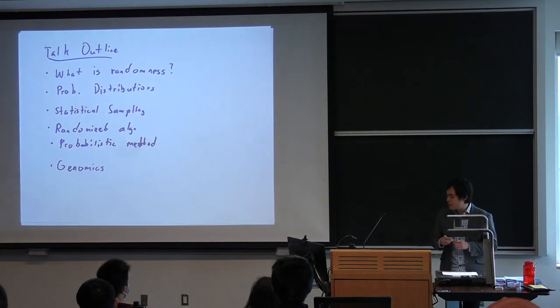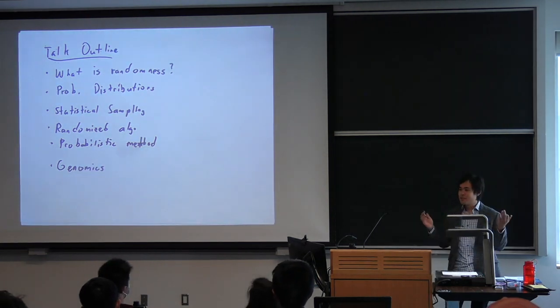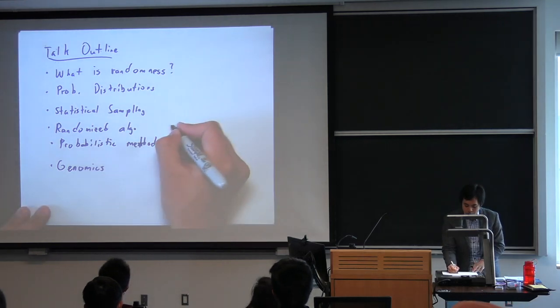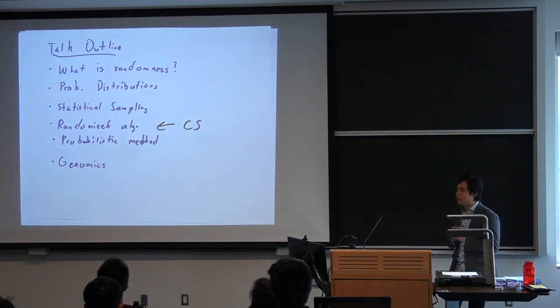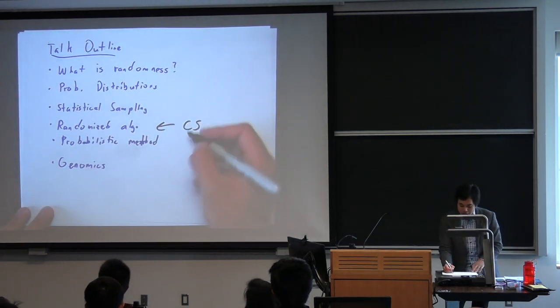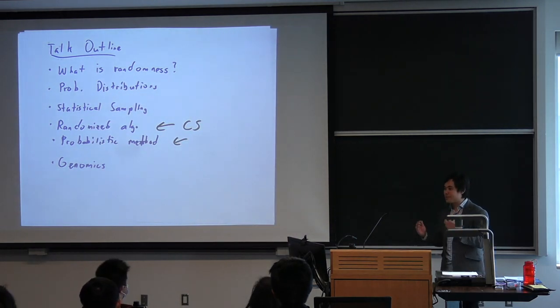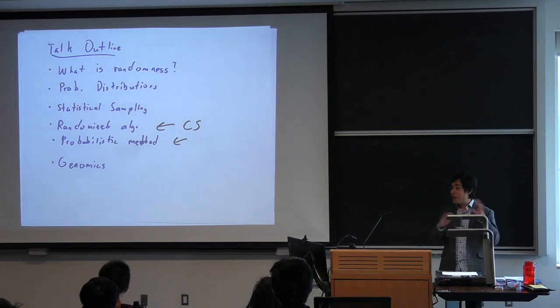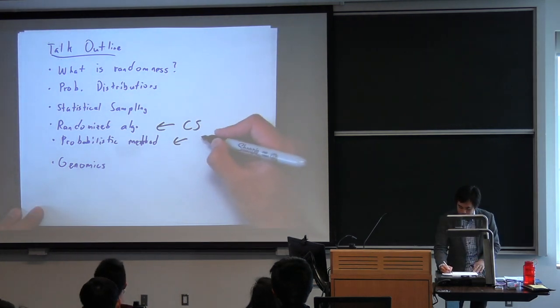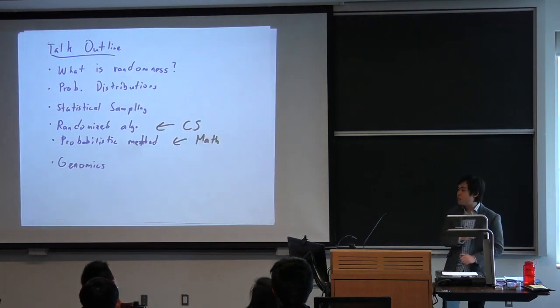The reason I picked these topics is that this is the CMS department, right? So we want to have some CS in here, and that's what the randomized algorithms are for. We want to have some math in there, and it turns out you can actually use randomness to prove interesting theorems about non-random things. We'll give an example of that, and that will be the one actual proof in this talk.